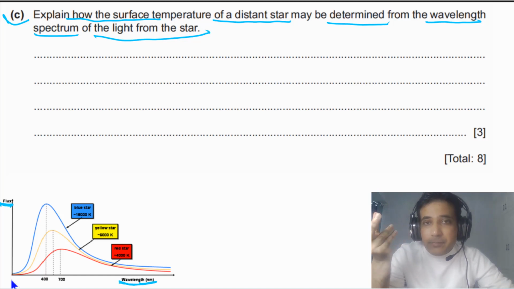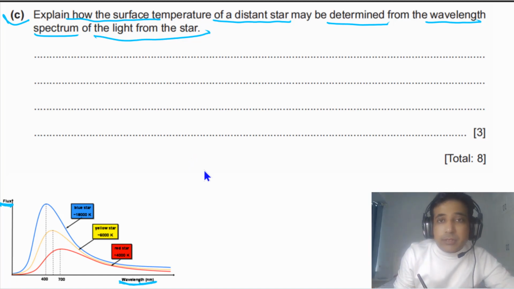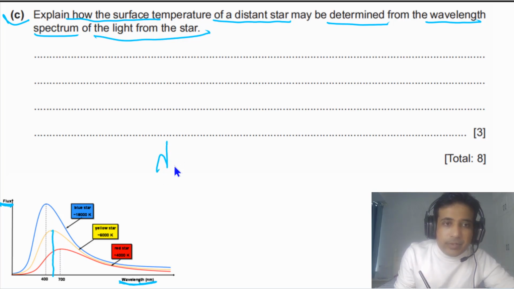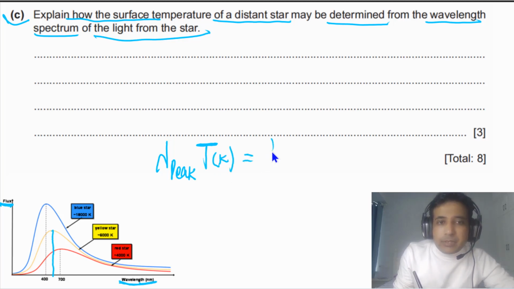For that purpose, we need to understand Wien's displacement law. Let's say if we look at this star here, we can find out its peak wavelength, lambda peak. According to Wien's displacement law, lambda peak times surface temperature in kelvins, and this surface temperature has to be in Kelvin, is equal to a constant. It simply means that this is true for any star.